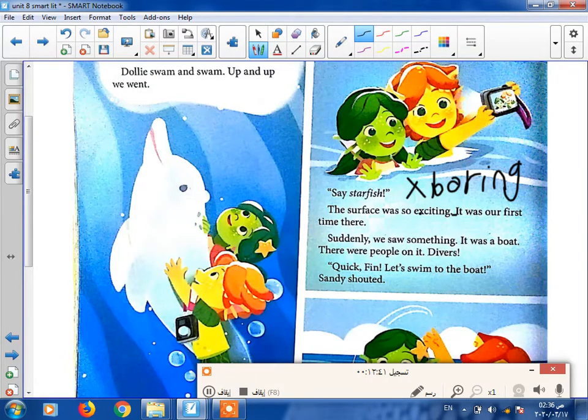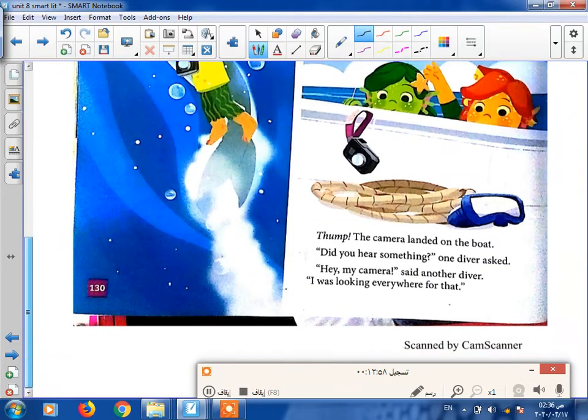Suddenly, we saw something. It was a boat. There were people in it. Oh, Junior 3, there were the divers. Quick, Finn, let's swim to the boat, Sandy shouted. They went quickly to the boat. Can you see the two sisters? And this is the camera.